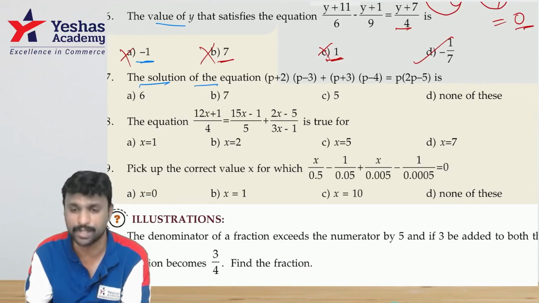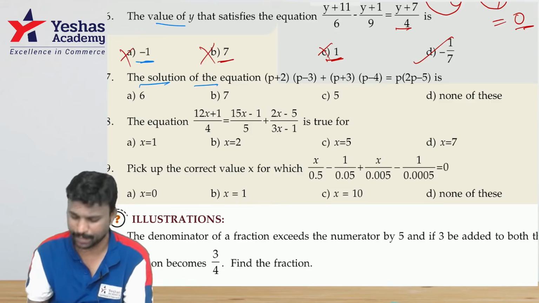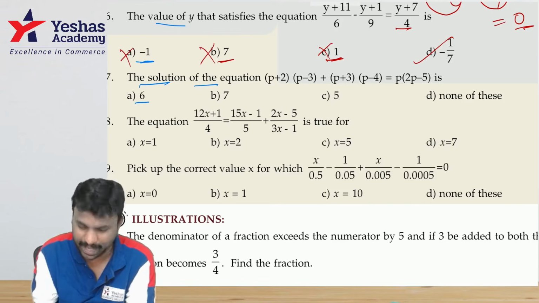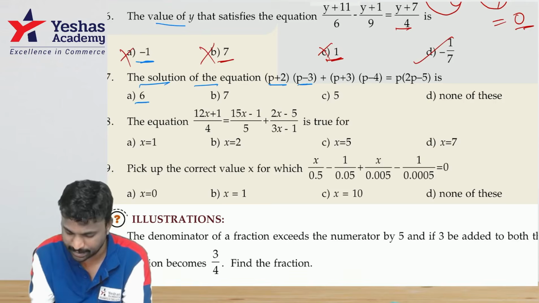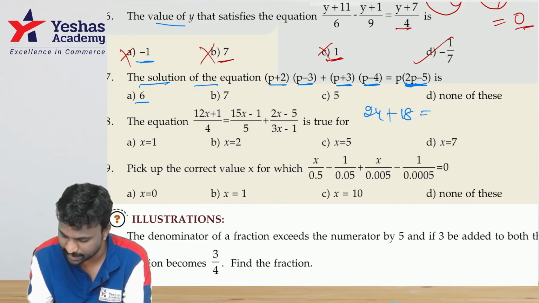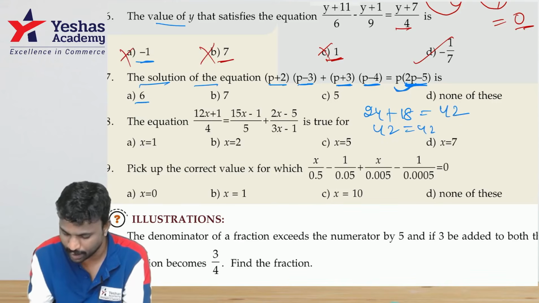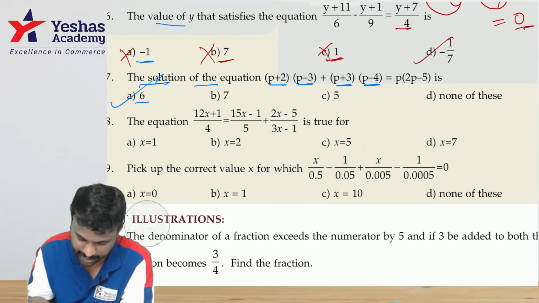The solution of the equation. Guys, what do you mean by this? You need to find the value of p. That means p is the unknown, right? So if I hit p as 6, would this equation get satisfied? 6 plus 2 is 8. 6 minus 3 is 3. 8 into 3 is 24. Plus 6 plus 3 is 9. 6 minus 4 is 2. So 9 into 2 is 18. And 2 into 6 is 12. 12 minus 5 is 7. 7 into 6 is 42. And LHS equal to RHS. Therefore, option A itself is the right answer. Guys, moving on to the next question.